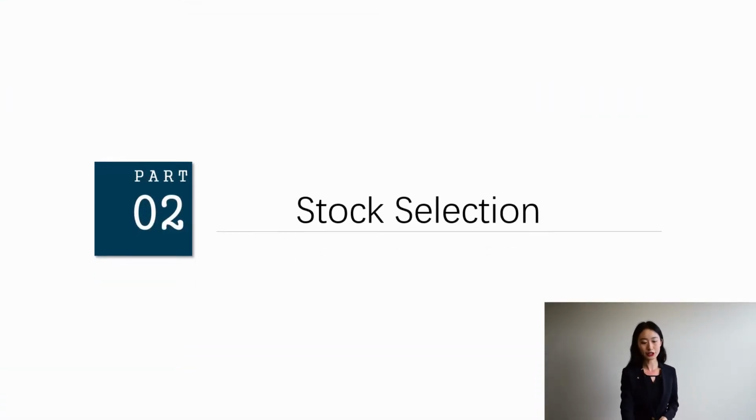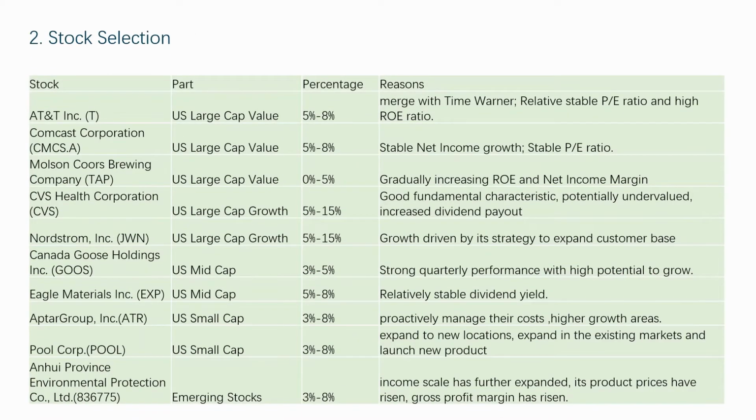For the stock selection part, we have selected about 10 stocks in the list. For large-cap value stock, we select AT&T, Comcast Corporation, and also Molson Coors Brewing Company. They have relatively good fundamental characteristics and a stable P/E ratio, so they can provide us a stable dividend and stable income in the future.